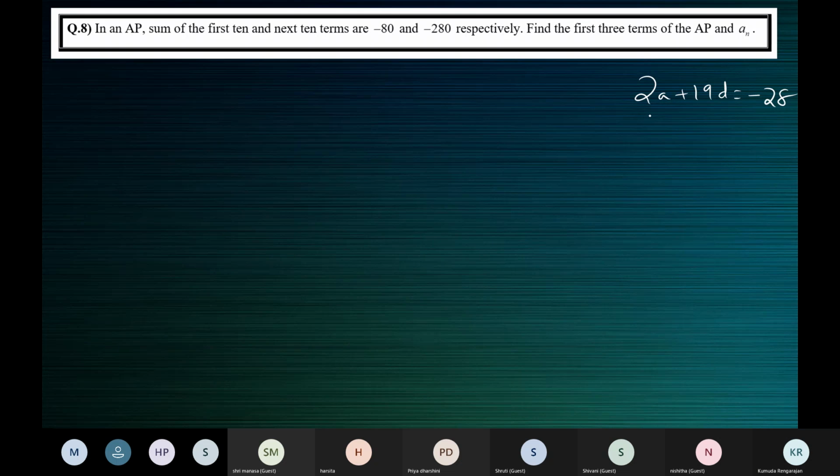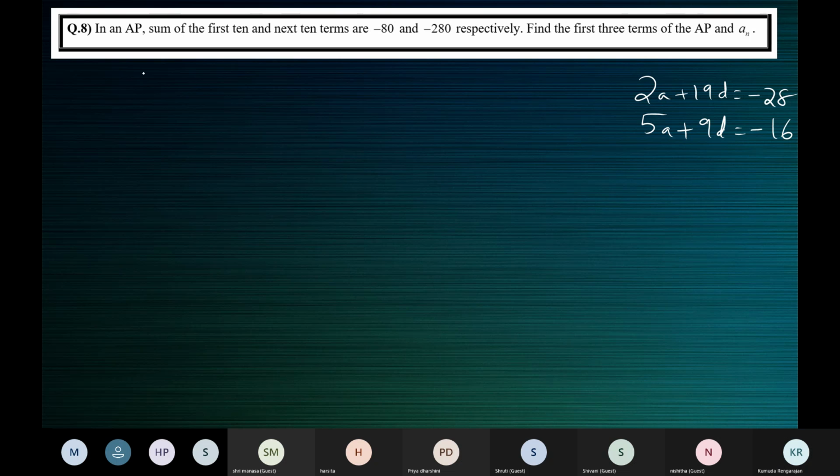Next equation. 5a plus 9d equals minus 16, ma'am. 5a plus 9d equals minus 16, ma'am. Okay, let's check.